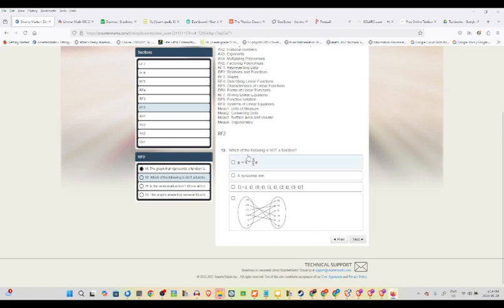Which of these is not a function? Emphasis on not. Well, slope-intercept form, that's a function. Horizontal line is a function. No repeat x values, that's a function. This one, negative 9, has 2 arrows coming out of it. 1 input, 2 outputs. Not a function.